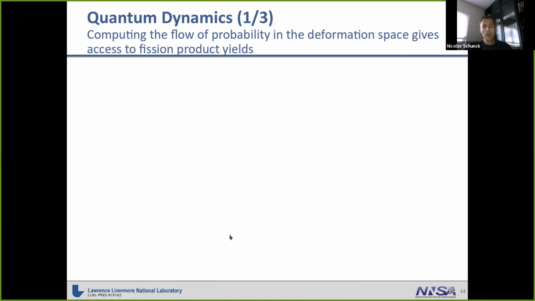All right, we've seen that we need a potential energy surface, a multidimensional one, to understand the physics of fission. I tried to show you briefly that in order to get that surface, you need to solve the Schunck equation with constraints. At that point, if you have the potential energy surface, you only know what fragments you can populate, but it doesn't tell you the probability of populating them. In order to get that, you have to compute the flow of probability in that deformation space. This is what will give you access to the fission fragment distributions that you can then compare with experimental data.